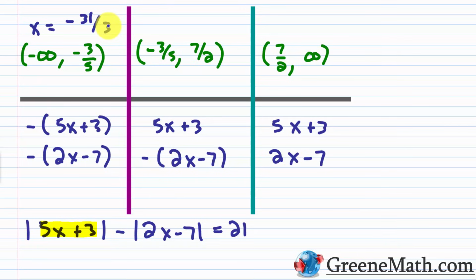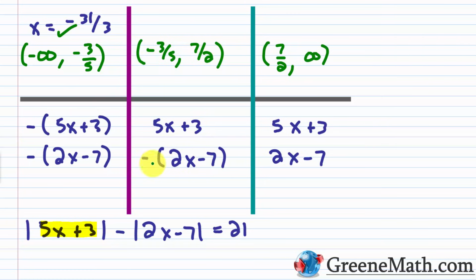You just need to ask yourself the question, does it lie in this interval? And the answer to that is yes, right? Negative 31 thirds is more negative, or to the left of negative 3/5. So you can clearly see it would be in this interval. So this one, I'll go ahead and check it off and say that's a valid solution. All right, let's talk about this interval here between negative 3/5 and 7/2.